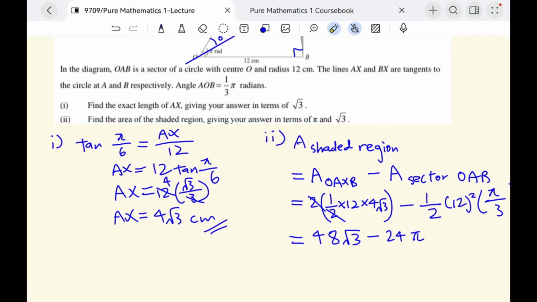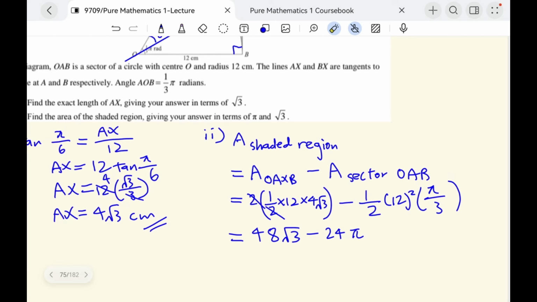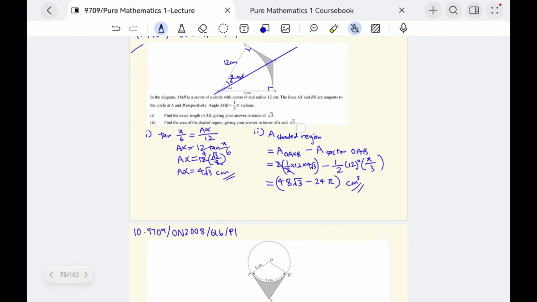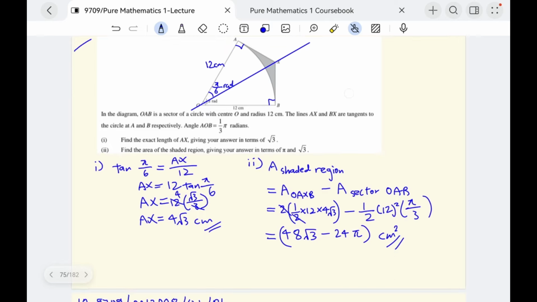because the question wants you to leave your answer in terms of pi and root 3. Yeah, if you do it this way, congratulations, you have successfully answered this correctly, because you leave your answer in root 3 and pi. So this will be your answer, cm squared. So this is the way you answer this question.